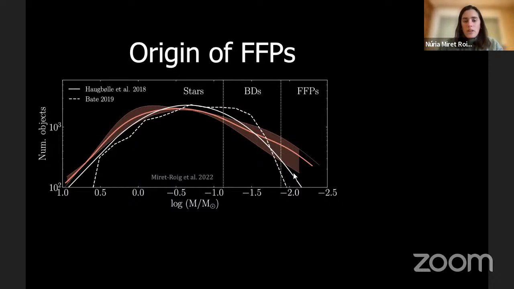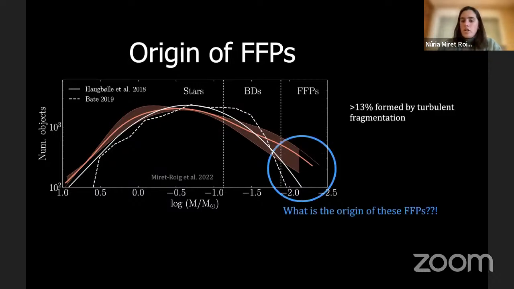Here, let me tell you that these simulations form free-floating planets mainly by core collapse. That's to say, similar to low-mass stars. So comparing these observations of free-floating planets to these simulations, what we could see is that some of these free-floating planets were likely formed like low-mass stars, especially the most massive ones, but this mechanism could probably not explain the formation of very low-mass objects.